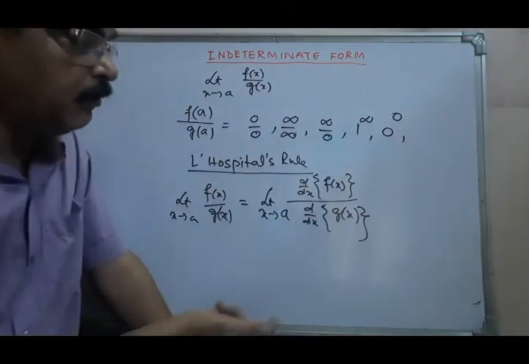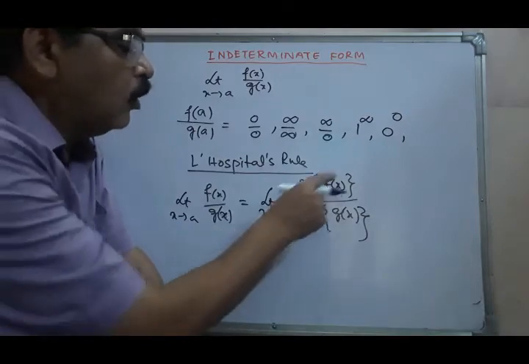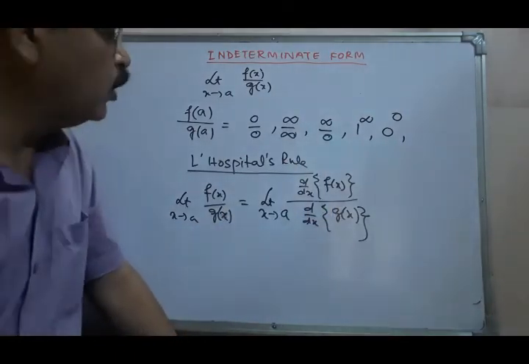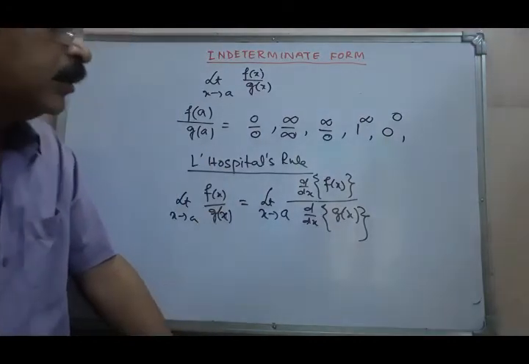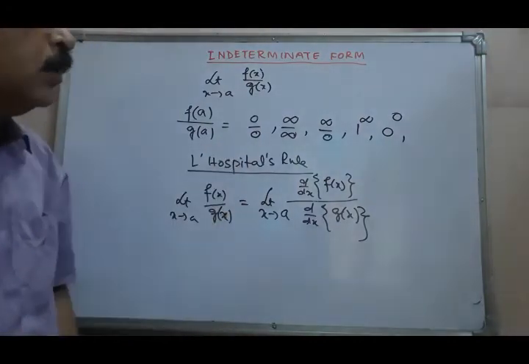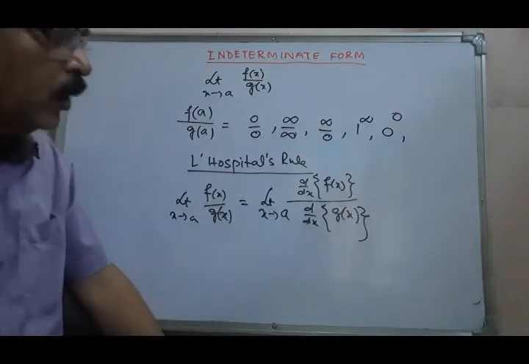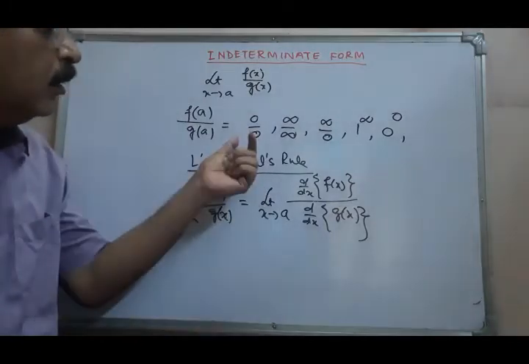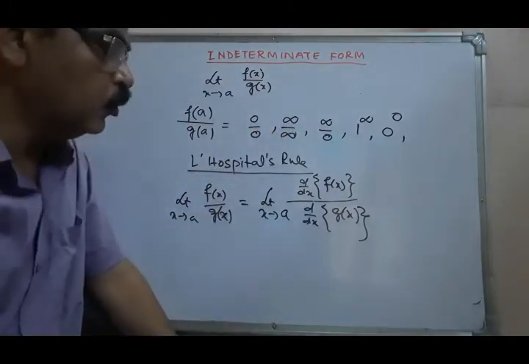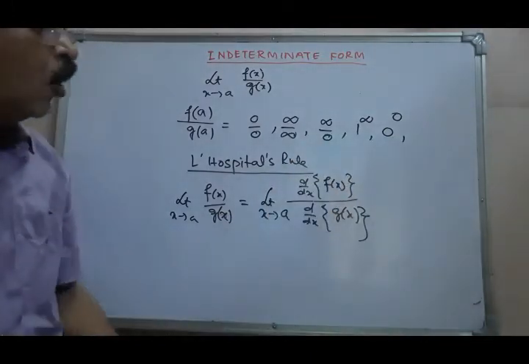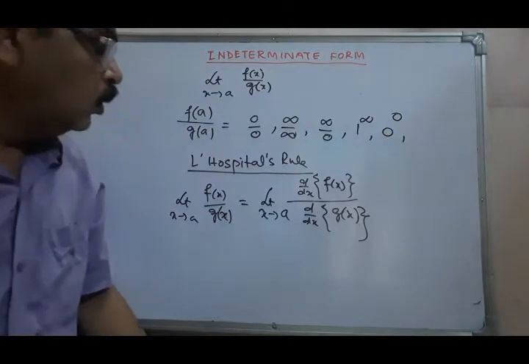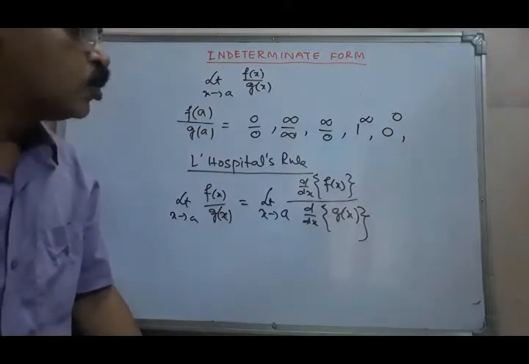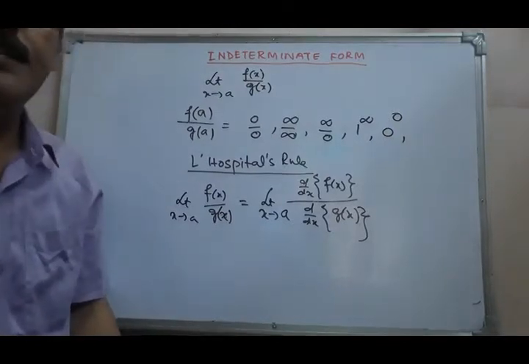Again, after the derivative, we have to replace the value of a. If we again find any one of these forms, we have to differentiate further, till this type of form is removed. So we continue till this type of form is removed. That is called L'Hospital rule. I am explaining it with a suitable example.